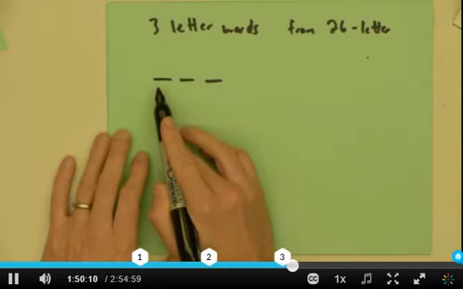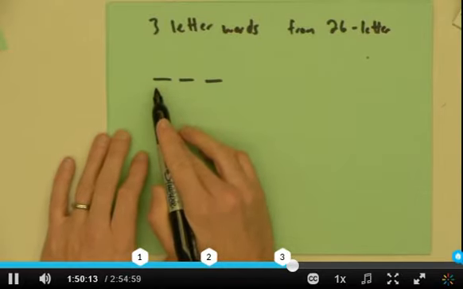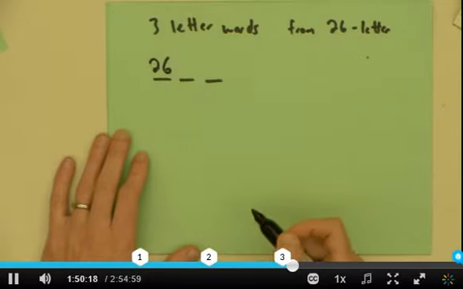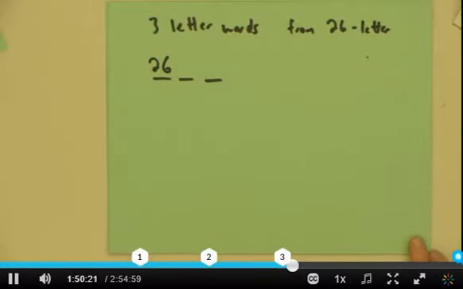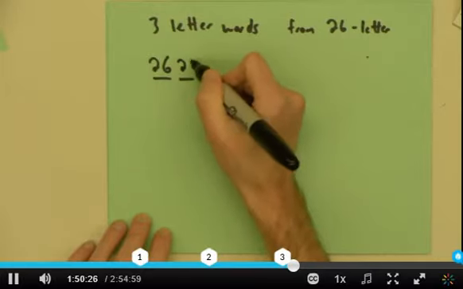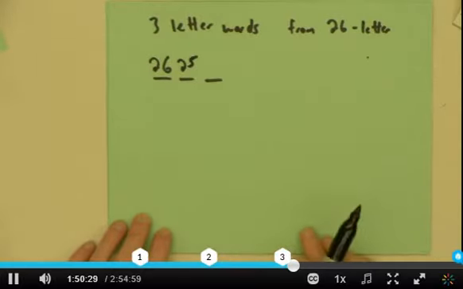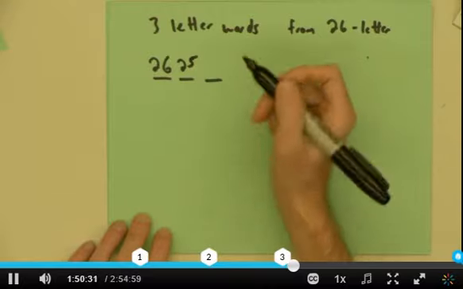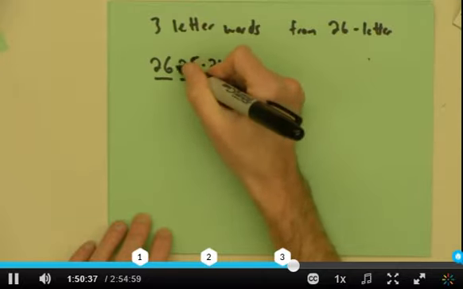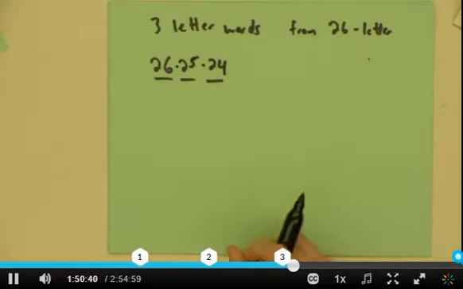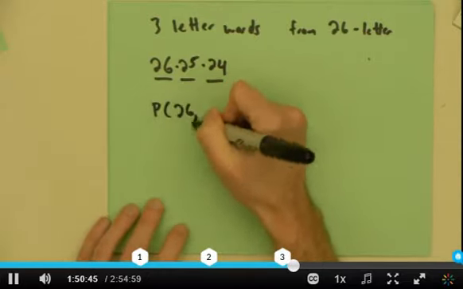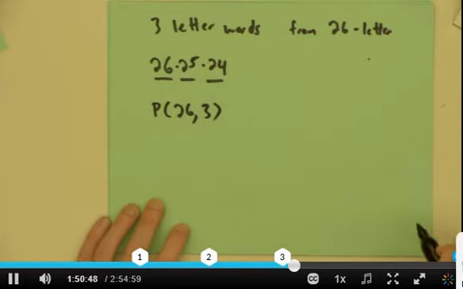How many letters can I choose for the first letter? 26. All right, now I've chosen that one letter, whatever it is. How many choices do I have left for the second letter? 25. And then lastly, how many choices for the third letter? 24. So if I multiply those things together, that should give me the total number of possibilities here. Now I claim that that is the permutation of 26 and 3.